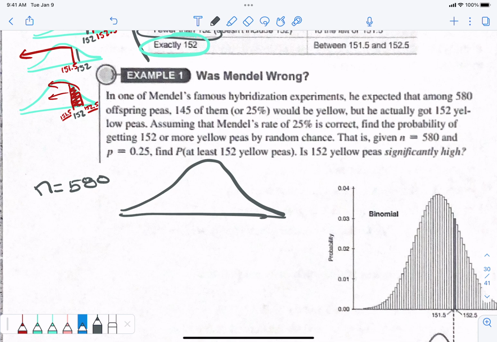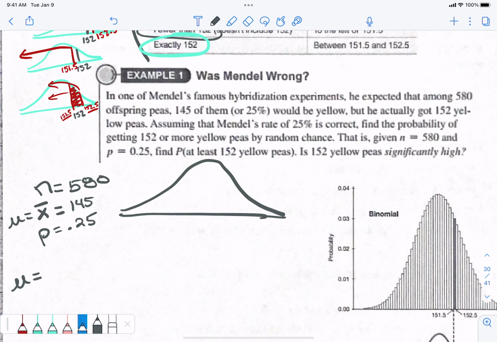145 of them, or 25%, should be yellow. 145 is like the R, or in this case, like X, whatever you want to call it. This is 145, which means P was 25%, okay? He would expect yellow, but he actually got 152. Oh, wait a second. 145 is not R. No, 152. 145 is X bar. That's the average.